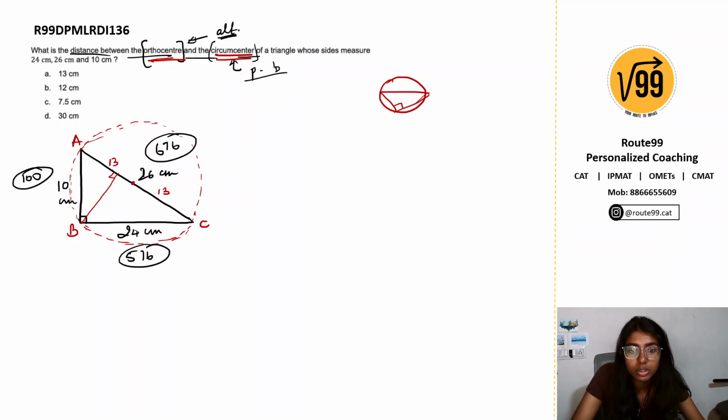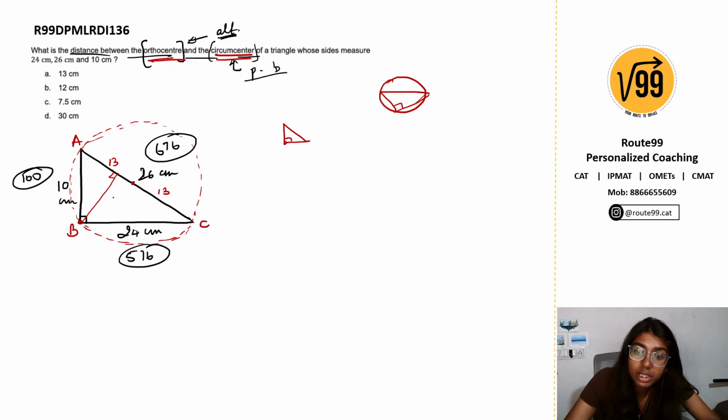90 degree drop करोगे. So the point of intersection in any right angle triangle for the altitudes is the vertex at which the 90 degree is formed. मतलब किसी भी right angle triangle में जो orthocenter होता है वो आपका वही vertex होता है जिस vertex पे 90 degree बन रहा है.